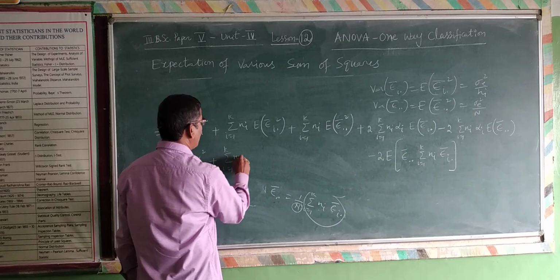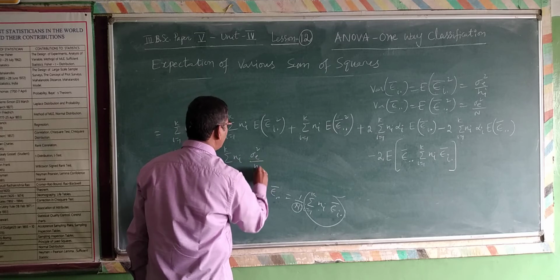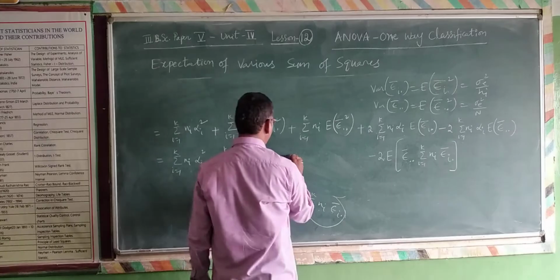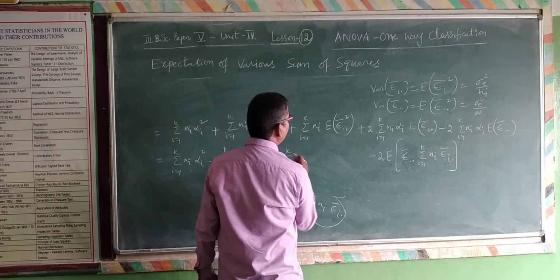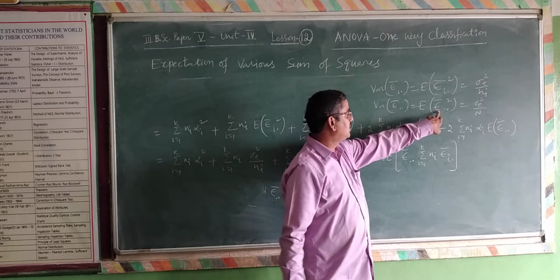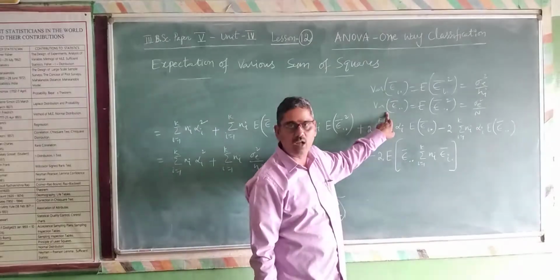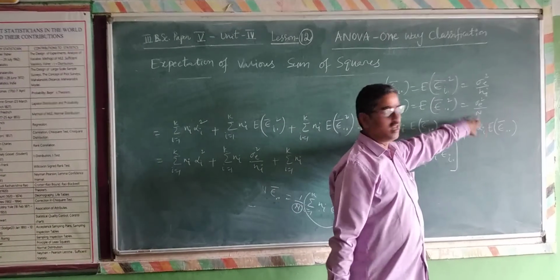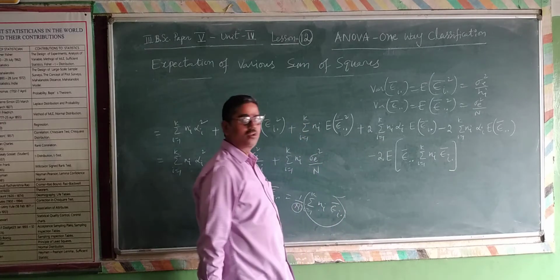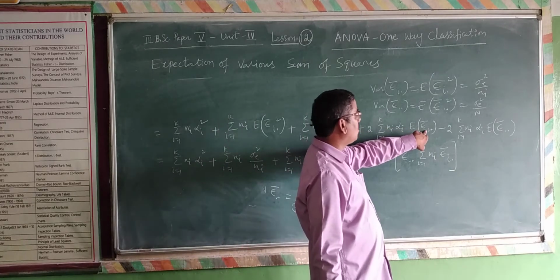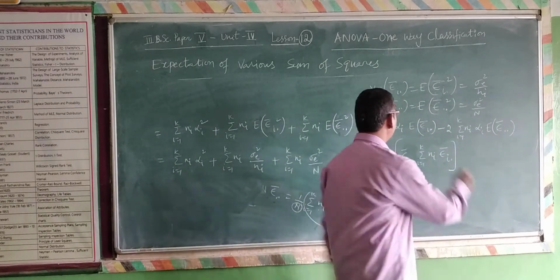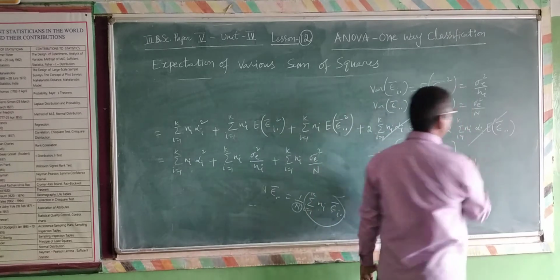Summation i equals 1 to k, Ni into sigma square E divided by Ni. That is the formula I have written. Similarly, the next term, summation i equals 1 to k, Ni into epsilon bar dot dot square, which is nothing but the variance of epsilon bar dot dot, which is sigma square E by capital N. So therefore this is sigma square E divided by capital N, right? And the expectation of epsilon bar i dot is 0, the expectation of epsilon bar dot dot is 0. Therefore these two terms vanish.